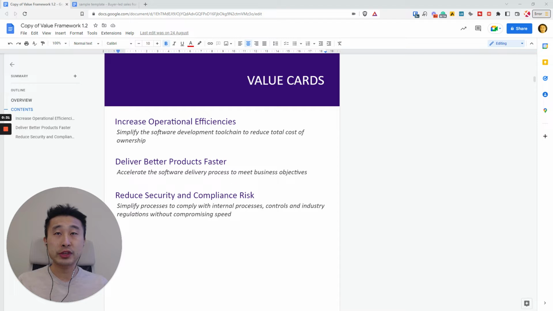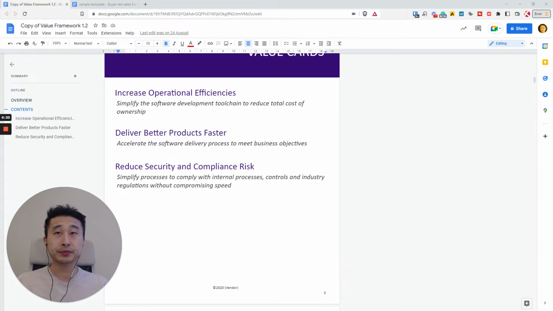The first one is increase operational efficiency, because this software is gonna help simplify the development tool chain to reduce the total cost of ownership. And second, is deliver better products faster. And the third one is reduce security and compliance risk.